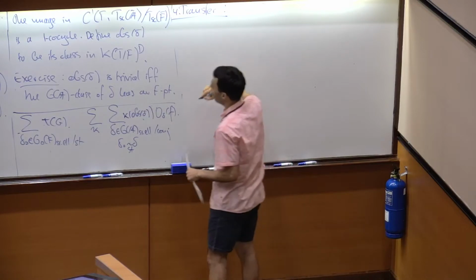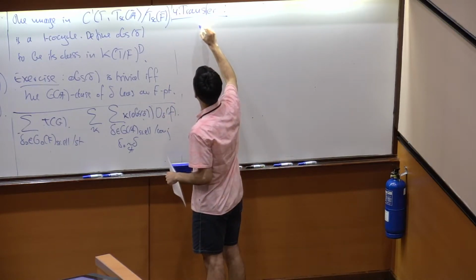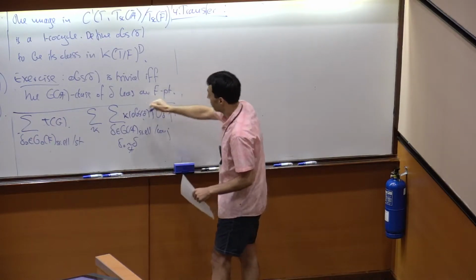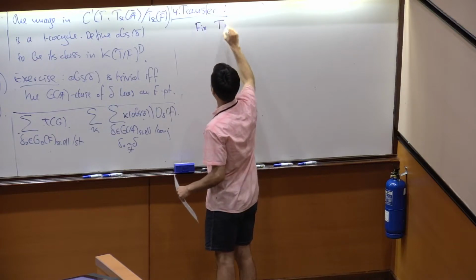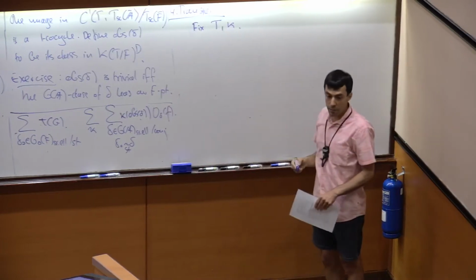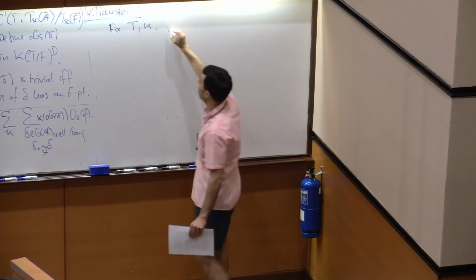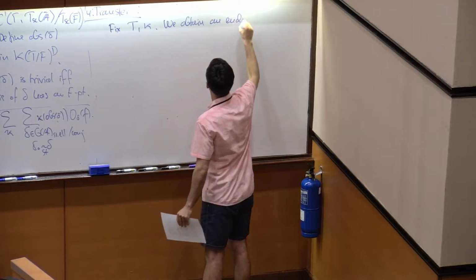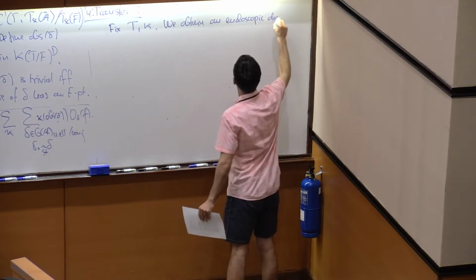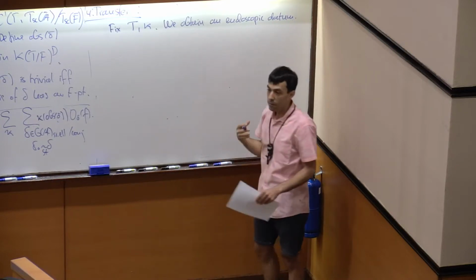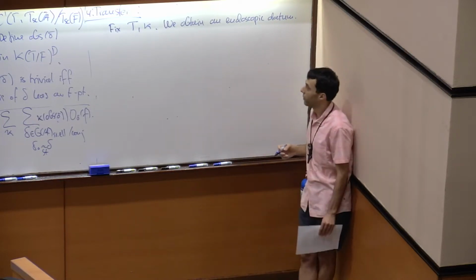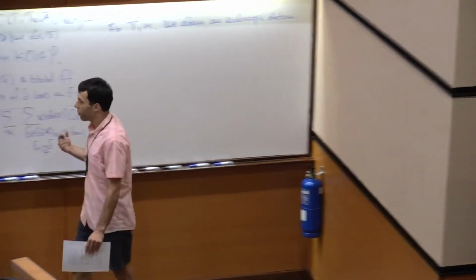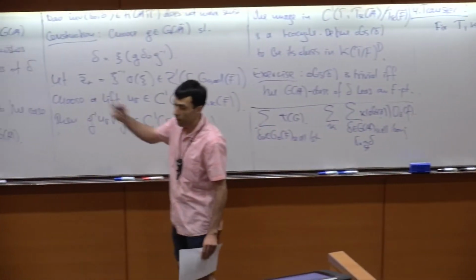Okay, so we're going to fix a particular summand in this formula. So fix T and kappa. From there, we're going to obtain an endoscopic datum as follows. This is, if you like, the initial construction of endoscopic data. In order to understand this, we need to understand this group kappa a little bit better.